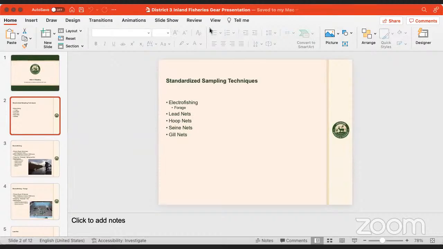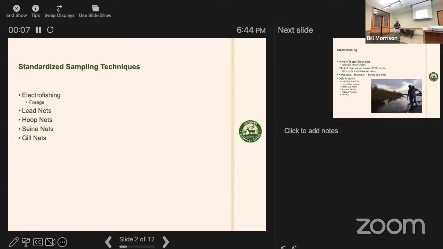So we have several different gears that we use. And he's fixing to be pulled up, but each gear is specifically targeting a certain species of fish. So the first one that's going to be up there is the electrofishing. In any of these gears that we use, we weigh and measure the fish, and we document how long that gear was fished for. And this is going to give us an idea of catch per unit effort, which I'm going to talk about later.